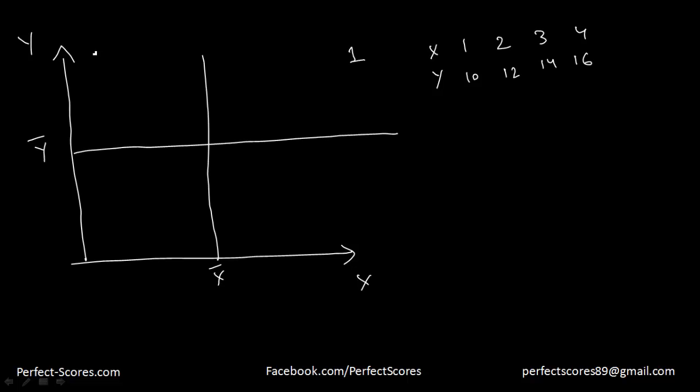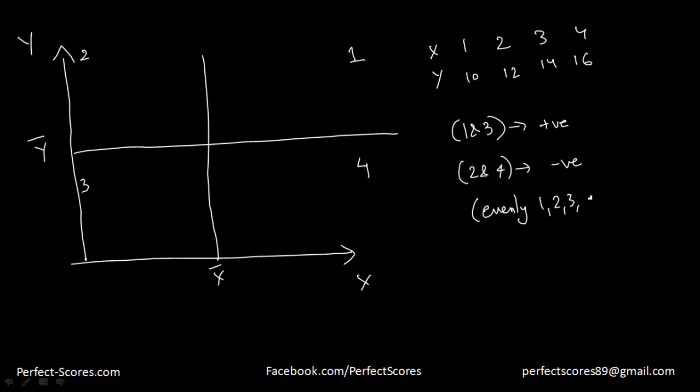We said this is the first quadrant, the second quadrant, the third quadrant and the fourth quadrant. We said that if all the points lie in the first and the third quadrant, then we have positive correlation. If all the points lie in the second and the fourth quadrant, that means they are negatively correlated. And if all the points are evenly scattered in all the four quadrants, that means we can say that there is no correlation at all.